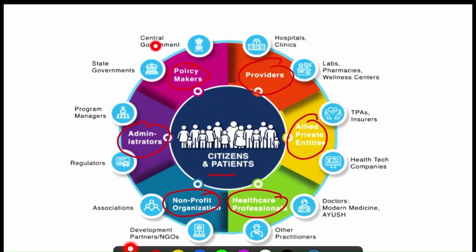Policy makers include central and the state government. In healthcare professionals, we have doctors, including modern medicine, Ayush doctors, and other professionals. Then who are the providers? That includes the hospital, clinic, and along with lab, pharmacies, wellness centers. In private entities, we have various insurers, health tech companies, and in administrators, we have the program managers and the regulators.